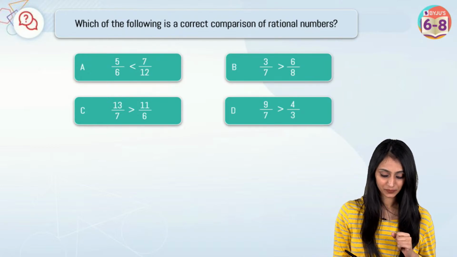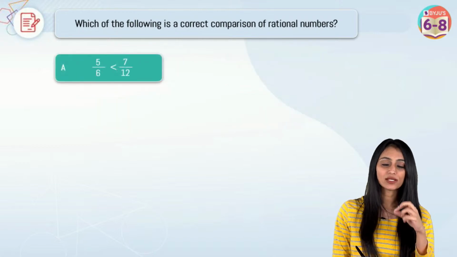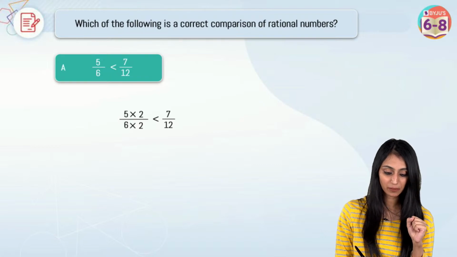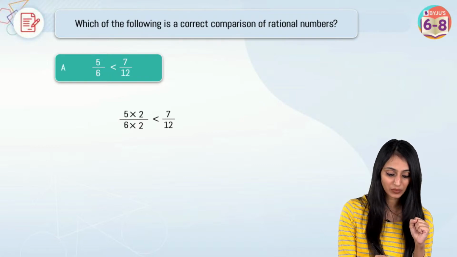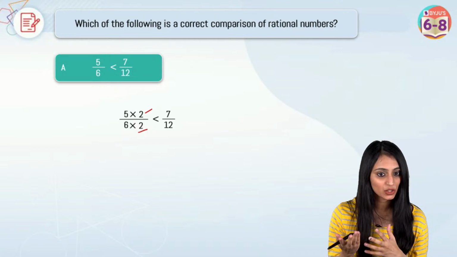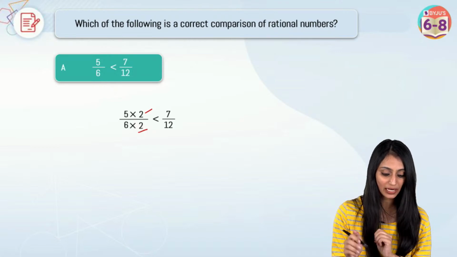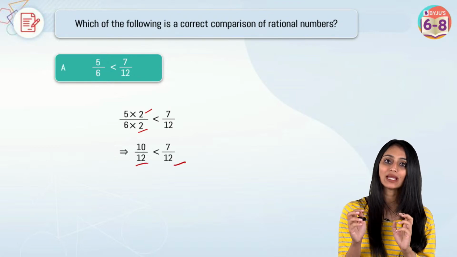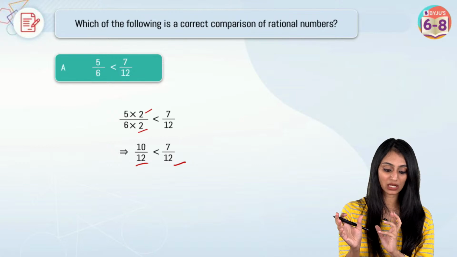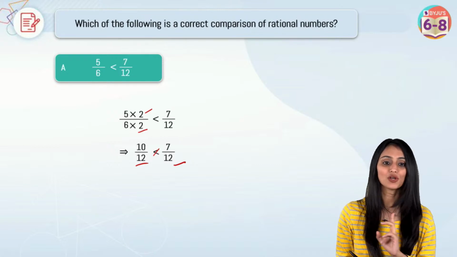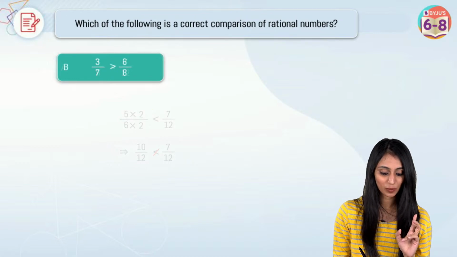Let's check the answer. So I'm going to discuss all these options one by one. First one is 5 by 6 and 7 by 12. So 5 by 6, if I have to make the denominator same, I'll multiply the denominator by 2. So I'll have to multiply the numerator also by 2. This is what we do, right? So this becomes 10 by 12. Denominator is same. Now I can easily compare the numerators. So 10 is lesser than 7? No, that's wrong. This is not the correct comparison. So this cannot be our answer.